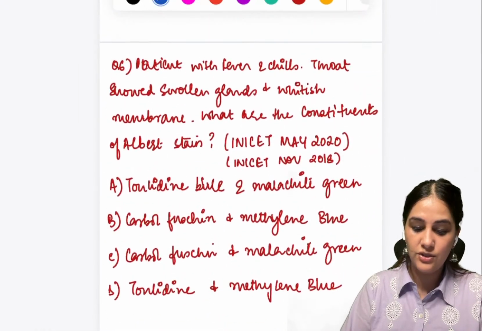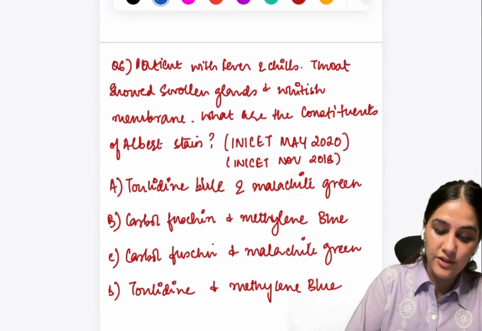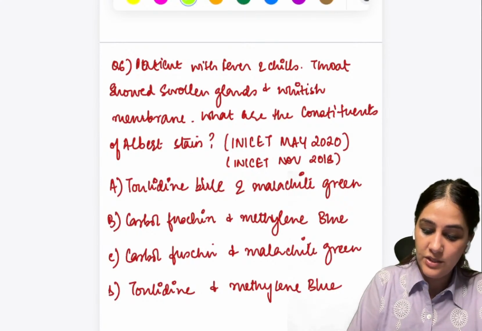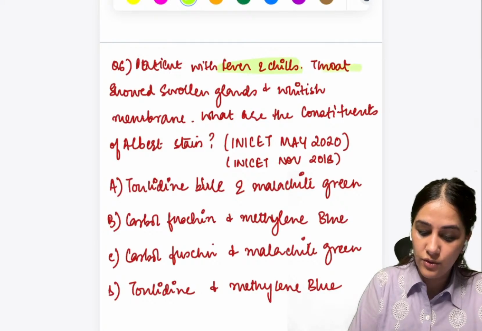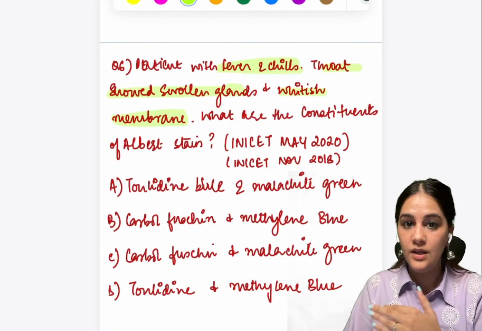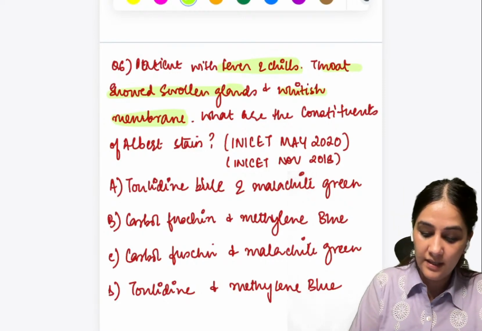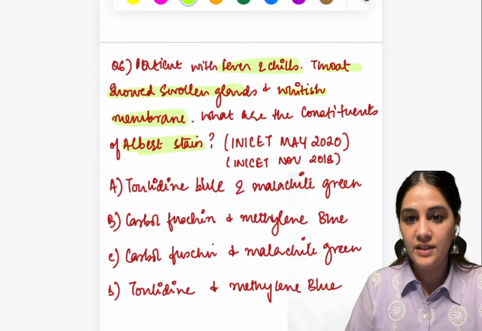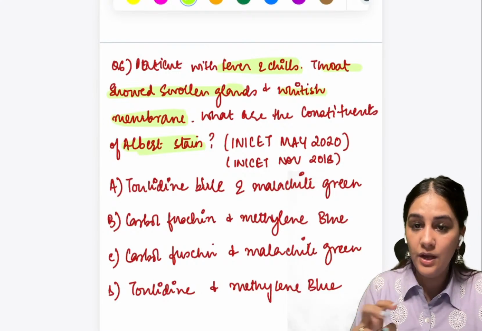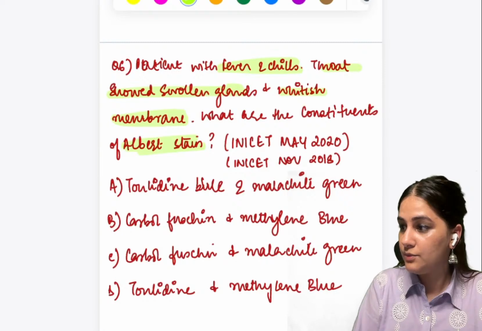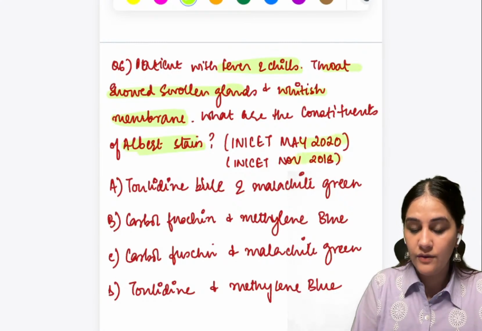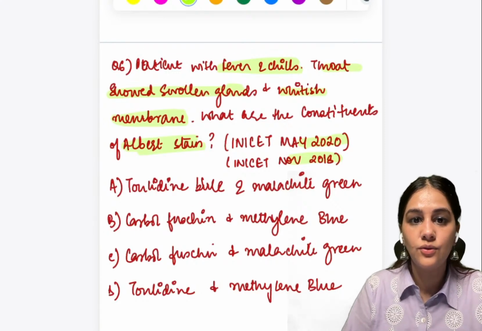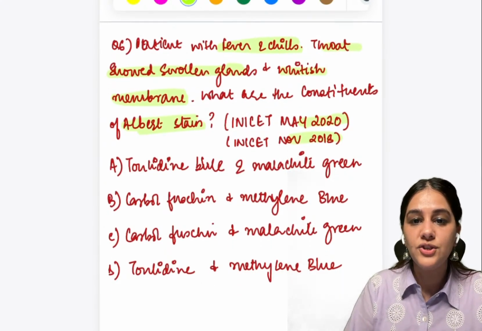So what is this question? A patient with fever and chills, throat, swollen glands, whitish membrane. Again, we are going towards diphtheria, right? And Albert stain was performed. So we know Albert stain was performed for diphtheria, right? So now this one came in 2022 and 2018, right? So, what are the constituents of Albert stain?